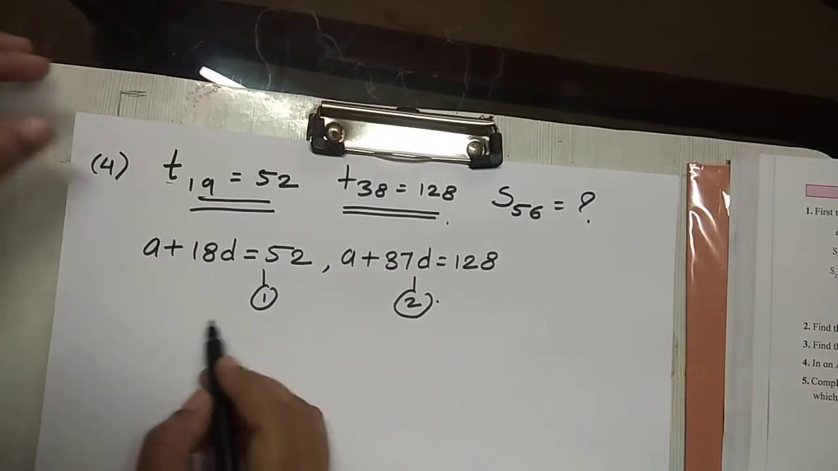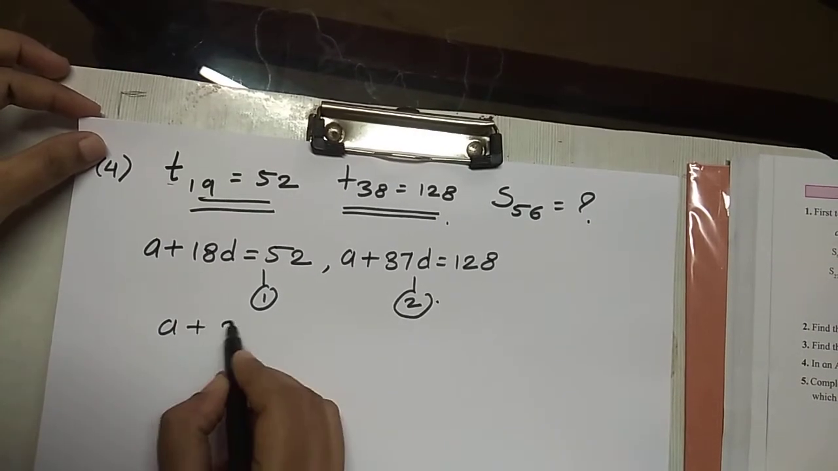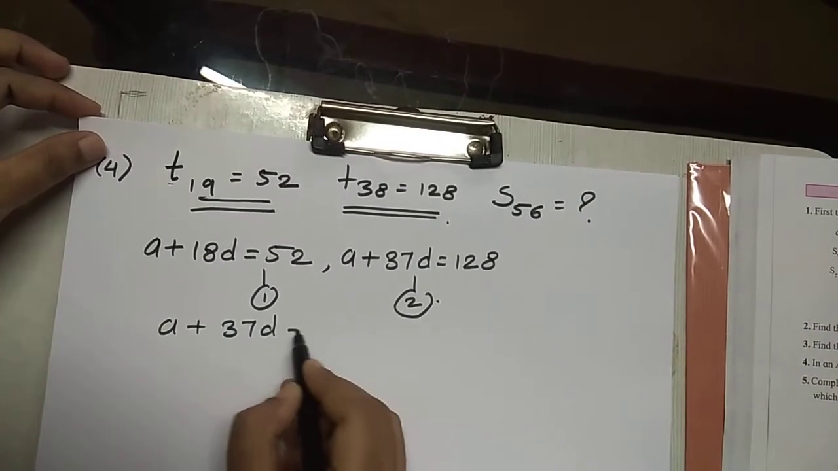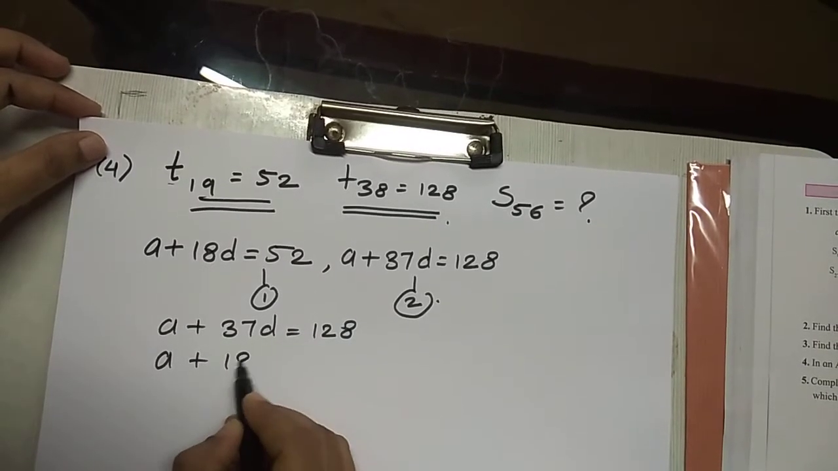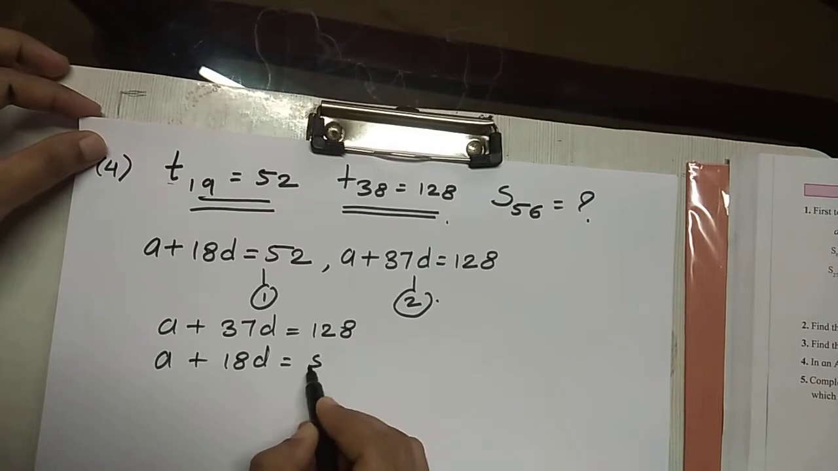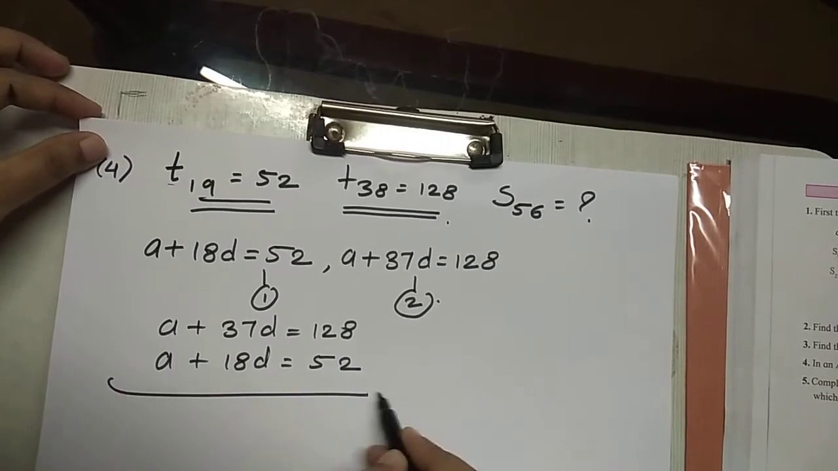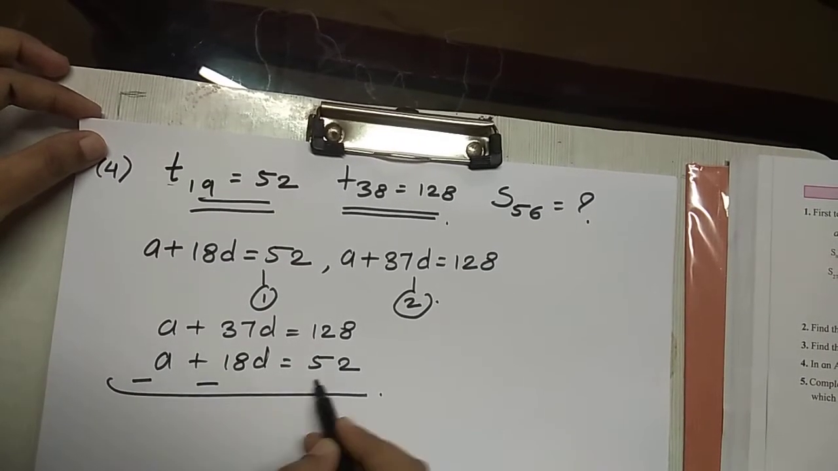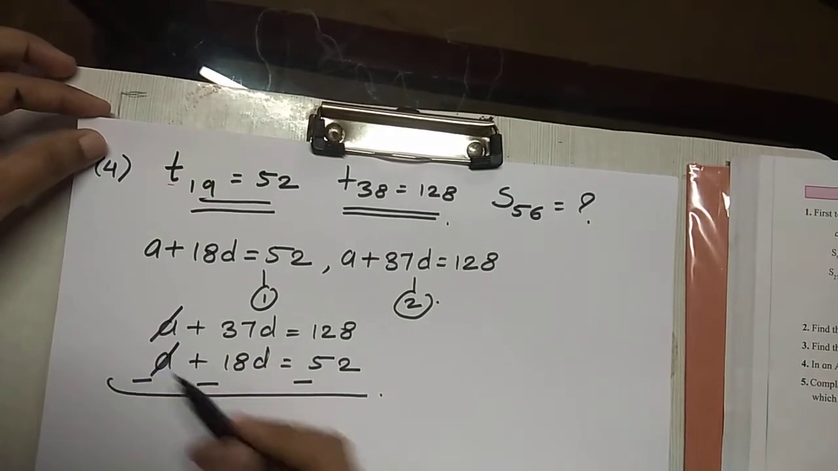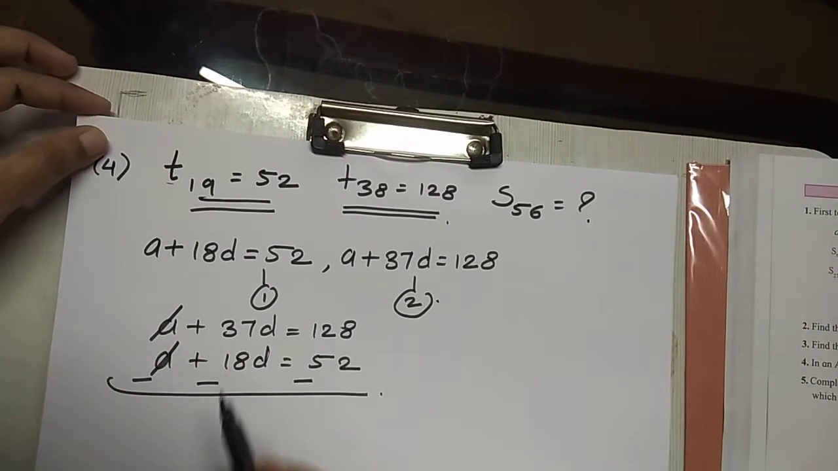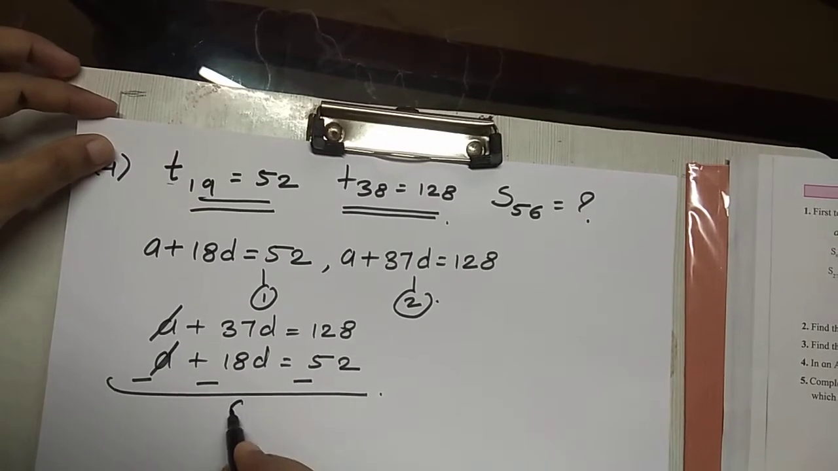So equation number 2, let's write down. A plus 37D is equal to 128. A plus 18D equal to 52. Now if you subtract the first equation from the second and change the signs, we'll see that A and A cancel. 37 minus 18 will give you the answer 19D.